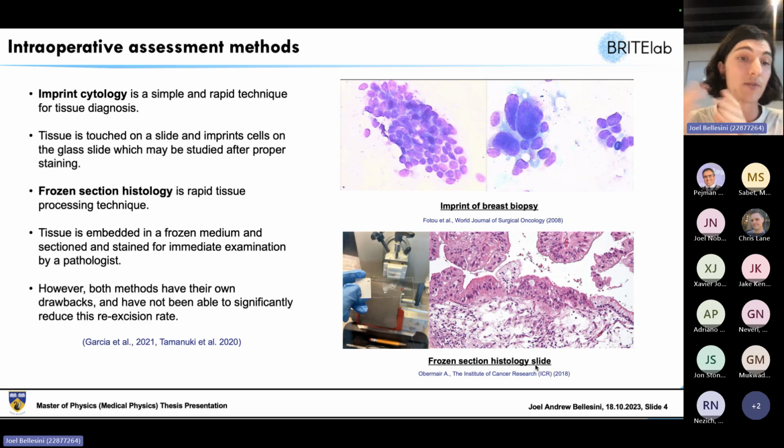However, in both cases, neither of these methods have been able to significantly reduce this re-excision rate due to having their own drawbacks. Namely, with imprint cytology, we are limited to just a single surface plane of inspection. Also, well-differentiated tumours tend to be quite dense and are resistant to imprinting, and therefore cannot be prospected with this technique. In the case of frozen section histology, tissue damage is quite often due to this freezing process, and therefore the acquired slides are rarely of high enough quality in order to administer an accurate diagnosis.